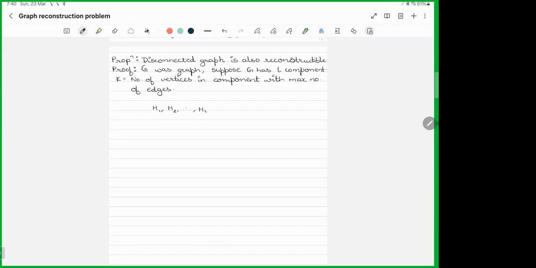Yeah, okay. So suppose HL has K many vertices, and so this is the component with maximum... Sorry, this is not the maximum number of edges. This is the maximum number of vertices. Really sorry for that. Do you want to think again? Okay, I'll just think once more.